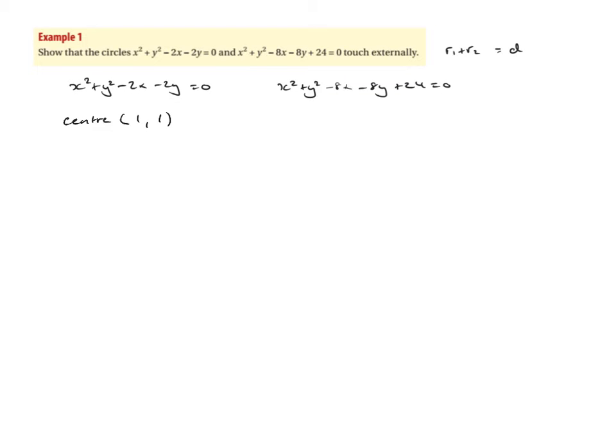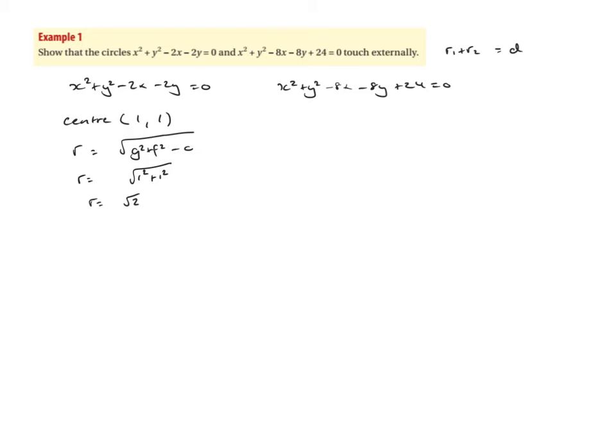We're also going to need the radius because we're going to have to work out whether the two radii added together is the same as the distance. So let's work that out now. Remember, r is equal to the square root of g squared plus f squared minus c. So the radius for this one is equal to, well, we have 1 squared plus 1 squared. We don't have a c here, it's just 0. So we end up with r being equal to root 2. So we have our centre and we have our radius.